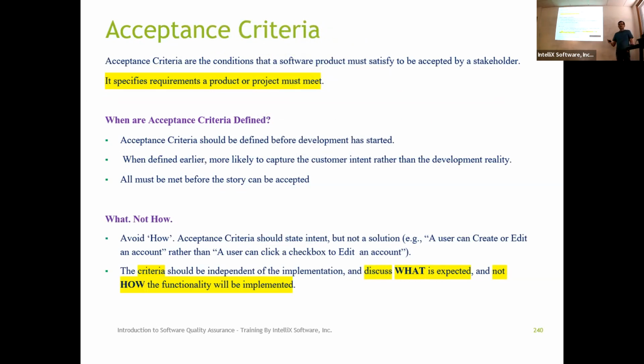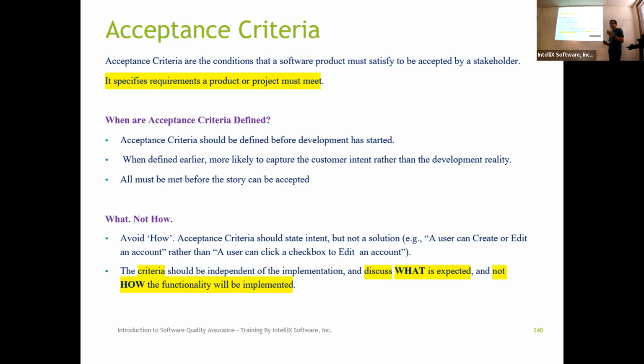Obviously requirements have to be defined before anybody starts development, right? Without that you can't do development. Now the biggest difference here is that it focuses on what is expected and not on how the functionality will be implemented. So it needs to leave out the design details. Now, what I mean by that, it needs to leave out the design details.